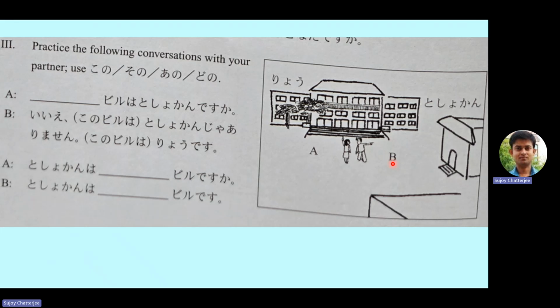So as you can see here, there is Ryo. Okay, so this is the Ryo or dormitory, and this is a Toshokan. Toshokan, which is a library. So dormitory and library. So the discussion will be around these two things. So A and B, this is A, this is B. So A is asking dash biru wa toshokan desu ka?